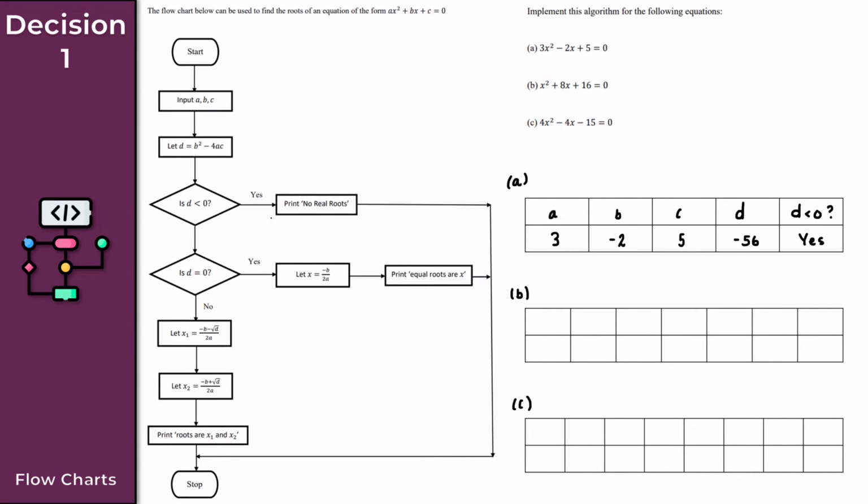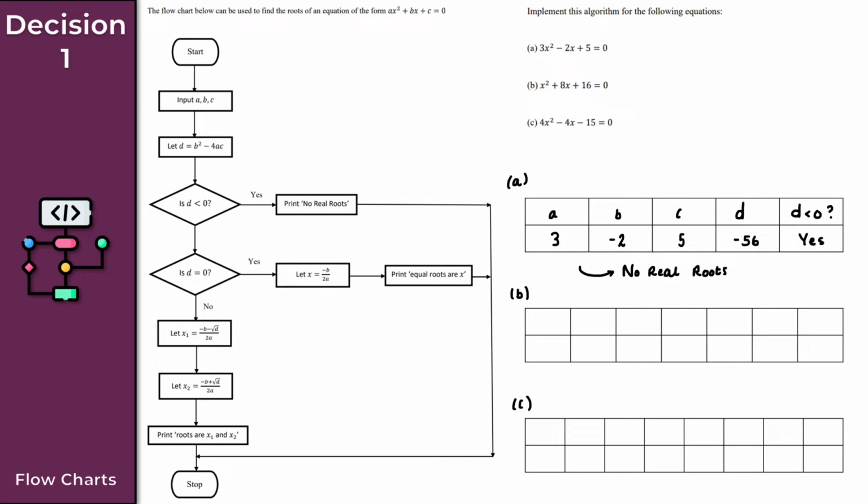In that case, we print no real roots. So I'll print that here: no real roots. At this point, we just follow the arrow, right? Follow the arrow down, follow the arrow to the left. We arrive at this arrow, we go down, and the algorithm terminates, right? Stop. In that case, part A is complete.